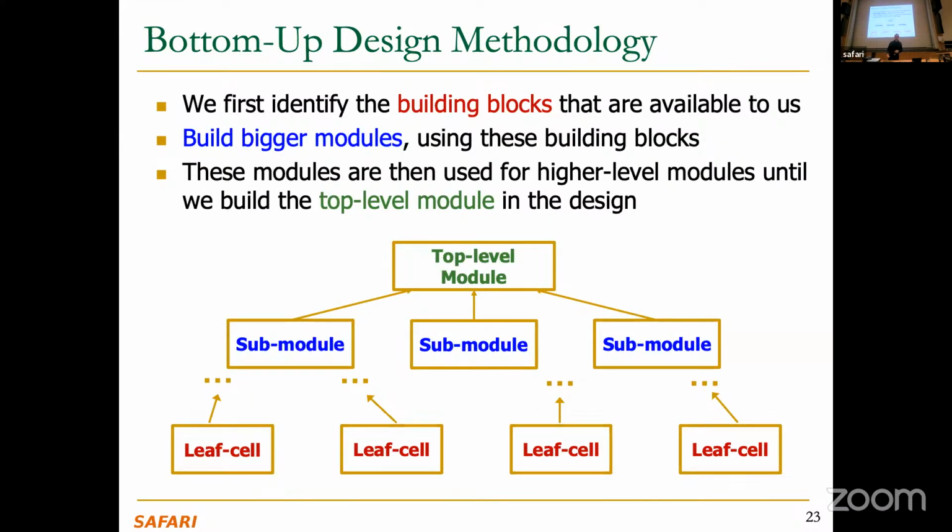But in real life, usually you do both. You have some knowledge of the leaf cells that are available to you, and then you design up. But you also design down, and then you may identify some leaf cells that you really need, for example, and you add that to the library. So you usually do both in real life when you're designing a system.